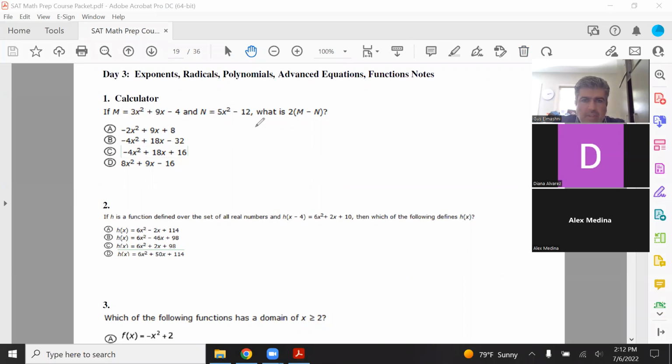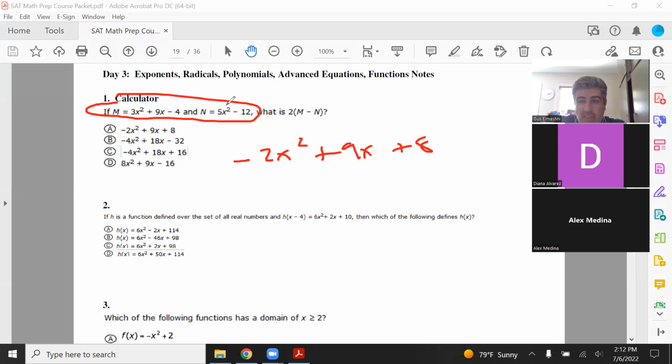is asking us to figure out what 2 times m minus n is. So you subtract these two polynomials first, and you should get negative 2x squared plus 9x plus 8. What's happening is that you're doing m minus n, right? 3x squared minus 5x squared is negative 2x squared, 9x stays 9x, and negative 4 minus negative 12 is positive 8. Then you multiply this by 2, so it should get you negative 4x squared plus 18x plus 16. So we should get C for that one.